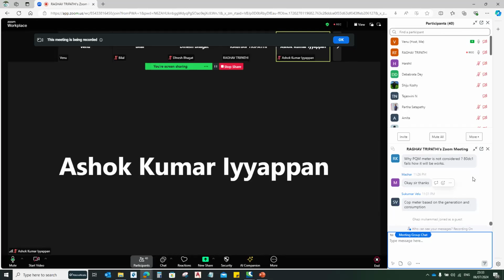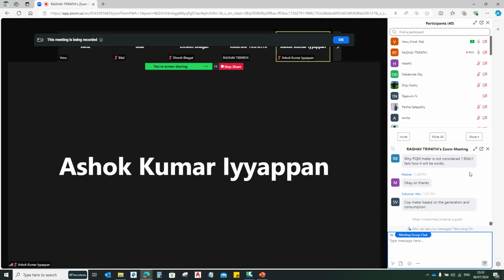Cop meter based on the generation. Yes. The metering you are mentioning here, in the national grid they have one standard, which we call the metering code of practice. COP is nothing but code of practice, and we can say MCOP.